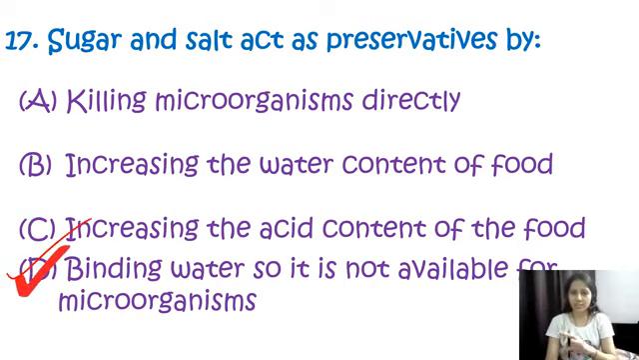Actually the microorganisms require water to grow as well as to reproduce. Both sugar and salt have the ability to reduce the water activity. So they reduce the water activity of the food by binding the water molecules, thereby creating an environment where the microorganisms cannot survive or thrive. This process is also known as osmotic pressure. So correct option is D.